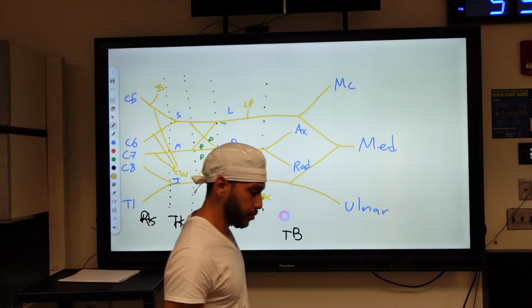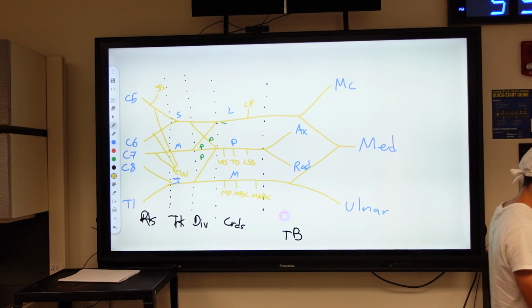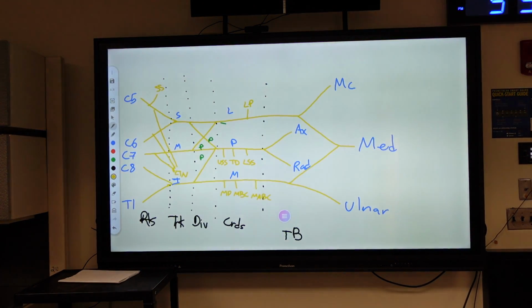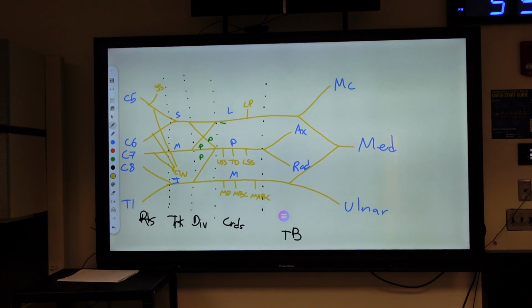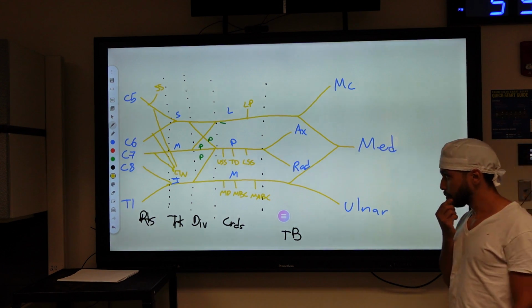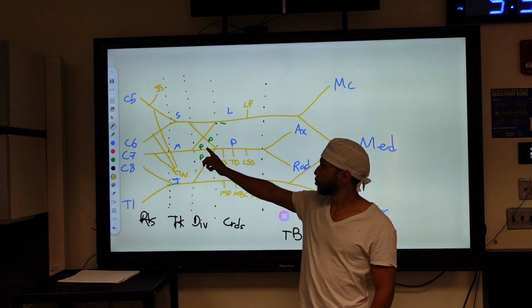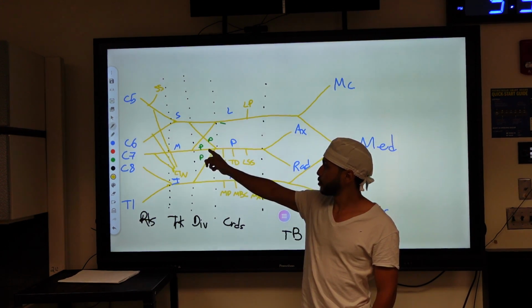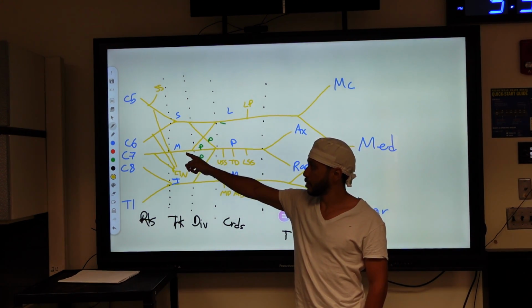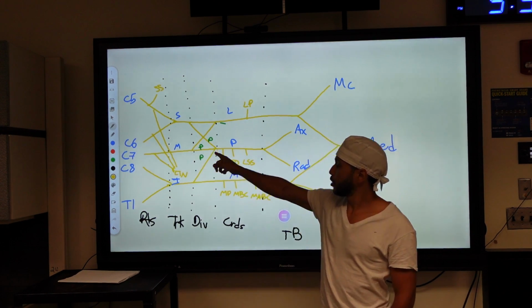Yes? So if you were to damage, let's say, something in the posterior region of the posterior division, would that damage almost every nerve then? Because it seems like everything kind of goes through there. Besides, say, the ulnar. Here? Yeah, like right there, this posterior division of the middle trunk? Yeah, where everything kind of crosses.